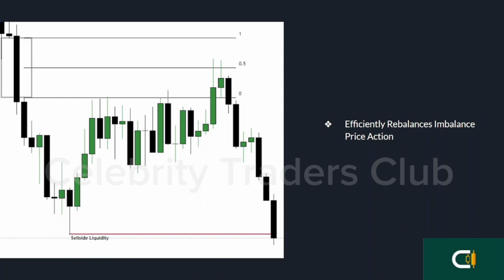Now, efficiently rebalancing imbalanced price action. When you see price move like this, now obviously this is a sell side imbalance, buy side inefficiency. Obviously the market didn't give a chance for buyers to efficiently balance out this price action here, thus they left it open. The way it does is, after creating this, they come back and engineer sell side liquidity here. Understand this concept. After creating this imbalance in price action, they know they are going to come here to fill this.